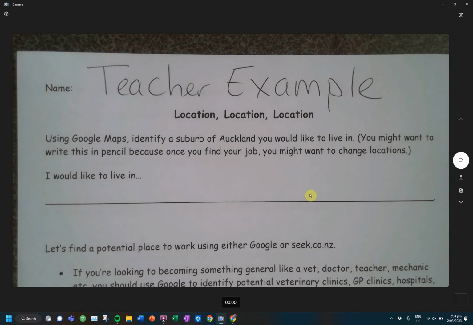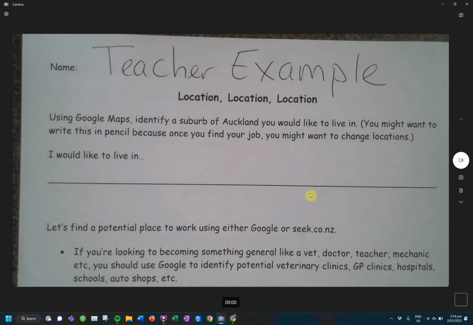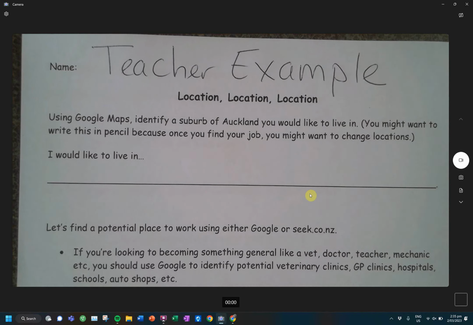I will do a teacher example, and then you will be able to do the same thing with your own thoughts. Here we go. First thing I need to think about is where would I like to live in Auckland?